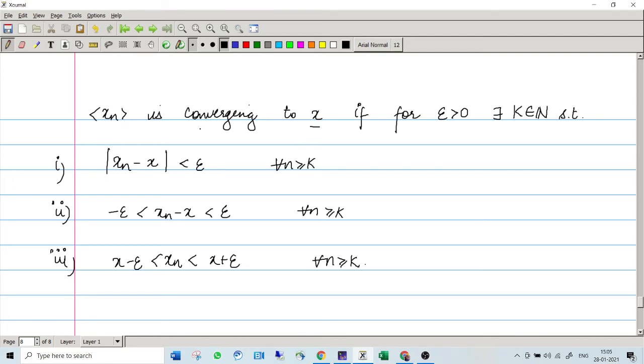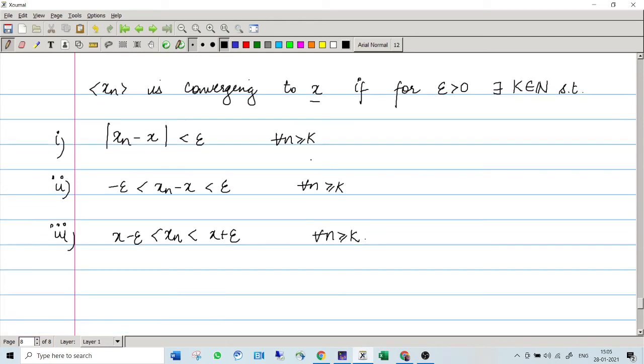So these are equivalent conditions for xn being convergent to the point x. That is, xn converges to the point x if for every epsilon greater than 0, there exists some natural number k such that either of these three conditions hold for n greater than or equal to that particular number k, right? So that's how you can find an equivalent form for a sequence being convergent. Remember, epsilon has to be an arbitrary number.